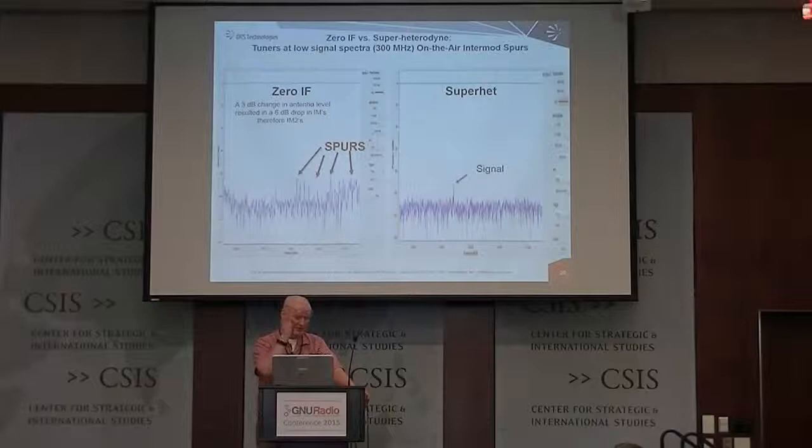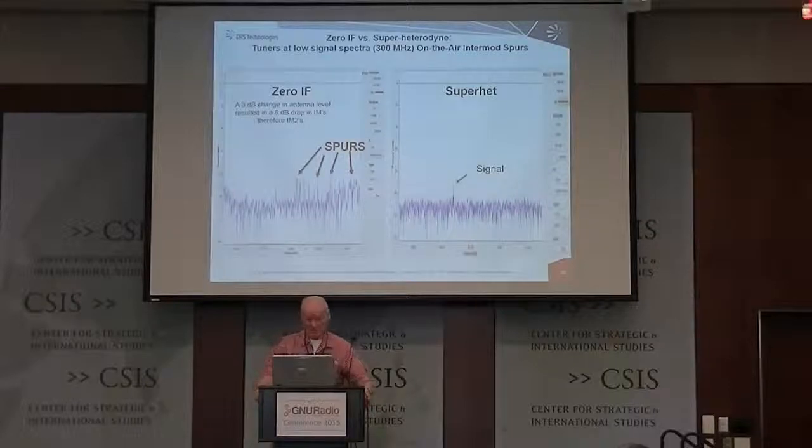So I could tell by just dropping the signal on the antenna by 3 dB, these first offsets, or the superhet, would then represent the signal. So you can tell, if you're looking around for the signal of interest, you can only find it in the zero IF.